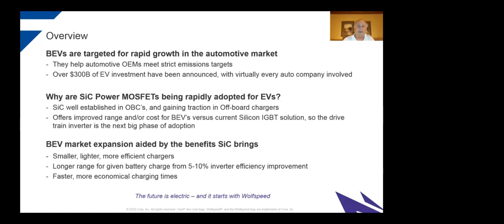We have smaller, lighter, faster, more efficient onboard chargers. In the inverter application, we can offer 5 to 10% improvement in efficiency, which means you can go 5 to 10% further on a charge in range, or you can take 5 to 10% of your battery pack out of play, which is the most expensive part of the vehicle. And then for offboard charging, we are enabling faster, more economical charge times for superchargers.